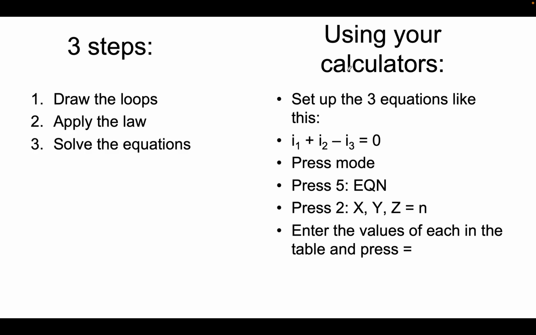So you will set up three equations. You need to have an I1 and an I2 and an I3. I1 plus I2 plus I3 equals 0. Some of them might be plus, minus, not a problem. So if you have your three equations looking like this, you just need to press mode 5 and then 2, x, y, z equals n. I1, I2, I3 equals the number. Once you put the values in the table, you will get your answers.